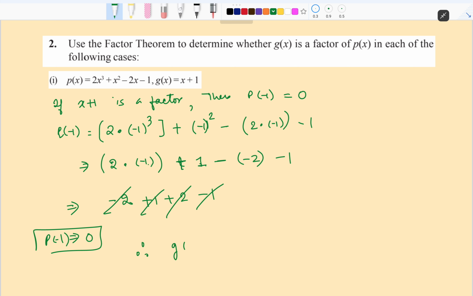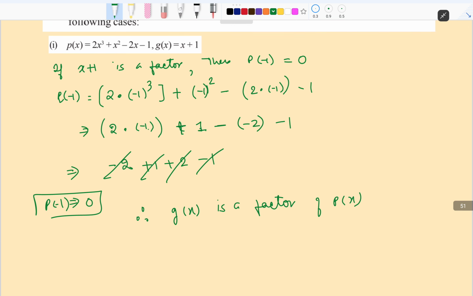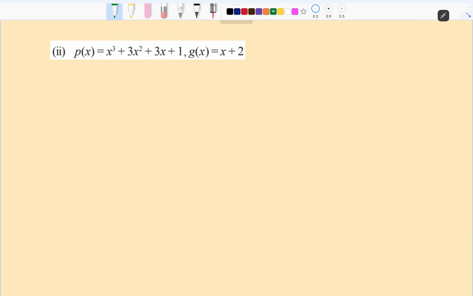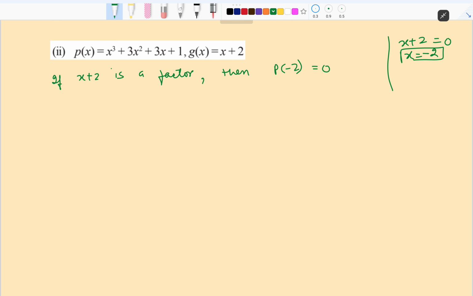P of minus 1 is equal to 0. Therefore, g of x is a factor of P of x. And the rest of the questions also we are going to solve the same way. Let's look at the next question. Same, apply the factor theorem. If x plus 2 is a factor, then P of minus 2 should be equal to 0. How am I finding out? Equate the factor with 0. You will find out the possible value of 0 of that polynomial.